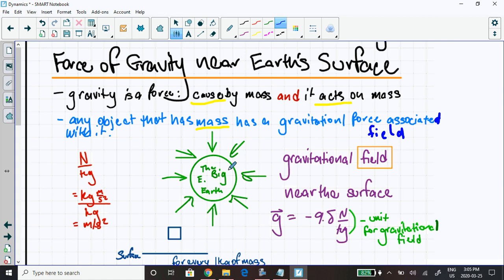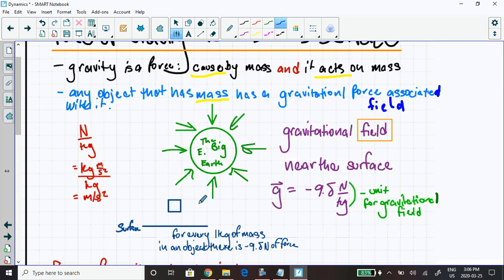So what we have right here is a picture of that, the Earth. And around the Earth is this invisible field called the gravitational field, and it's caused by the mass of the Earth, and it has an effect on all other masses near its surface. So for example, if you had an object here near the surface of the Earth, it would feel a gravitational force towards the Earth. And the Earth's gravitational field has a certain magnitude to it and a direction, because the symbol for gravitational field is g with an arrow over it.